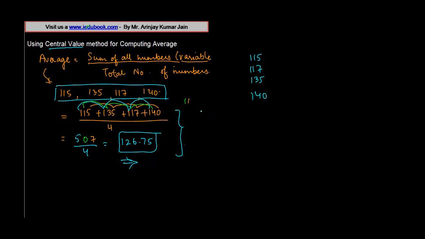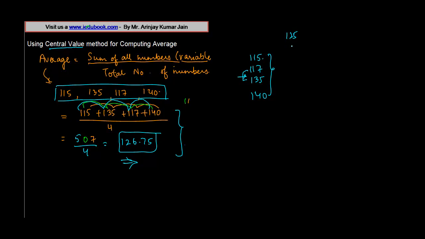By central value method, what you try to see is try to find out a number which is between these two, or for that matter, between any other two numbers or three numbers or four numbers, depending on how many of those you have. So let's say in this case we take 125 as the central value, right? Then what you do is basically you find out the difference between 125 and 115 or each of these numbers, right?